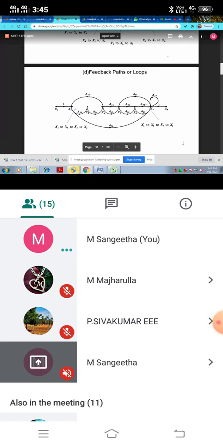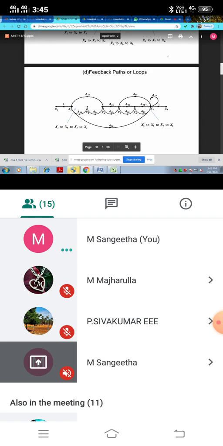Starting from the beginning of the signal flow graph, we calculate the number of forward paths. From that forward path, we calculate how many non-touching loops there are. Next, we see how many two non-touching loops are in this signal flow graph. Finally, we get how many three non-touching loops there are. These are all the steps to find the transfer function of the signal flow graph, so we must follow these four steps.